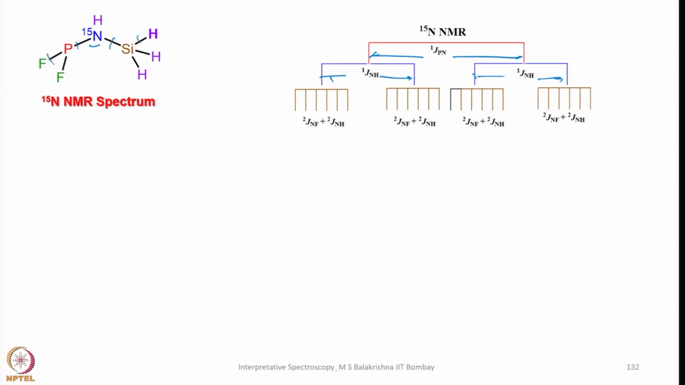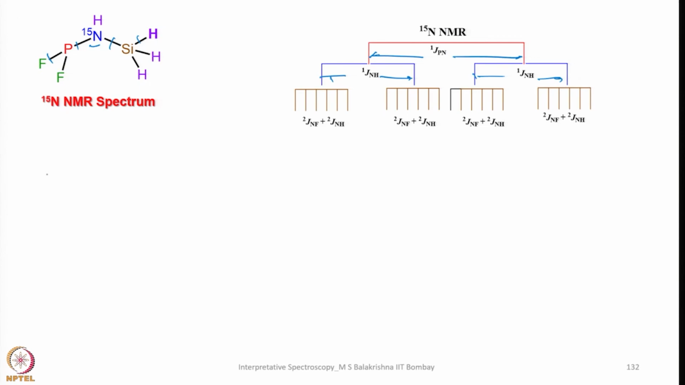So, fluorine is also 2 bonds apart from 15N, and also silicon-bound hydrogen atoms are 2 bonds apart from 15N. That means, if you assume the coupling constant is of the same magnitude for both the FN coupling as well as the 2-bond NH coupling, then we have to count them together. So, we have 1, 2, 3, 4, 5 equivalent nuclei.